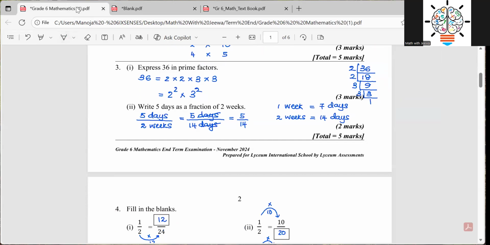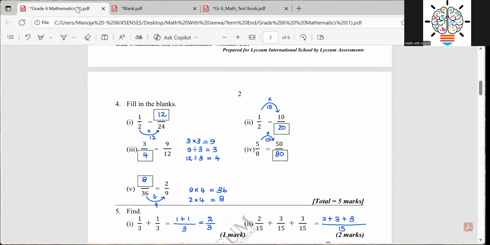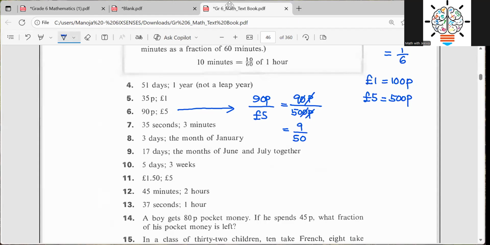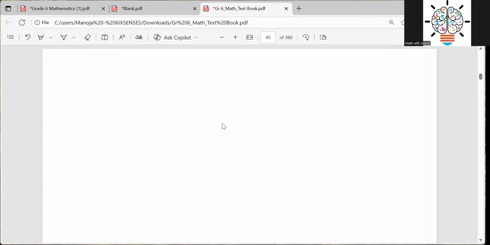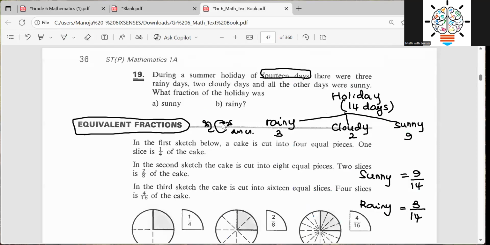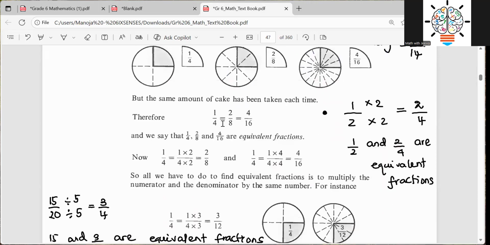So then we will move to the next one, the equivalent fractions. I will show you one by one how they have taken everything, everything from the textbook itself, right? Yeah. So this is the equivalent fraction.